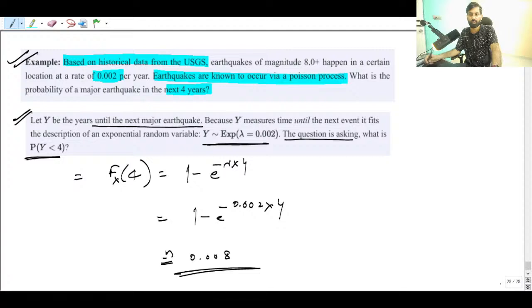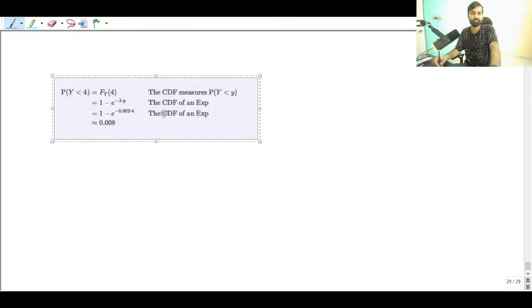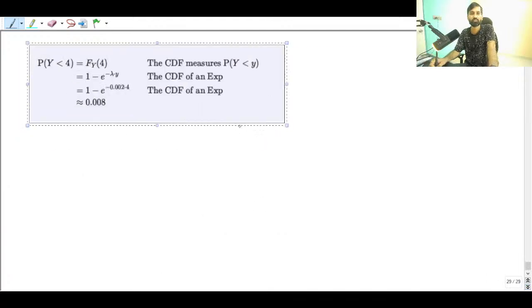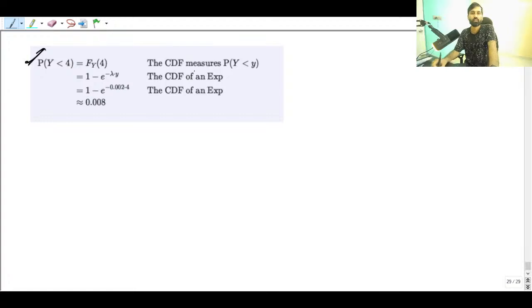Okay, so your answer is this. I have also solved it, but the CDF measures this probability directly, okay, you don't have to go for integration. Okay? So it is possible to answer this question using the PDF, it will not require, you know, an integral.